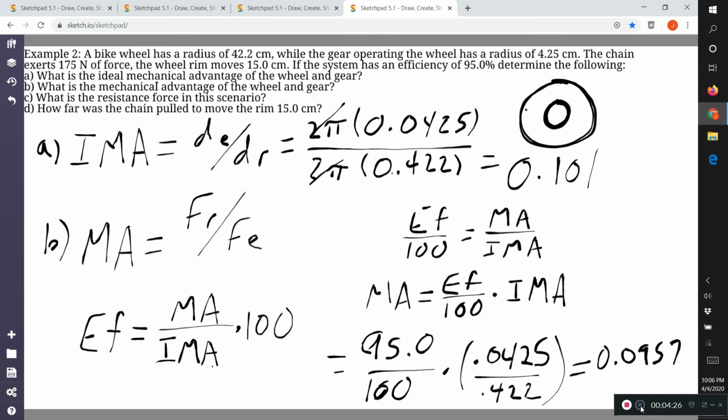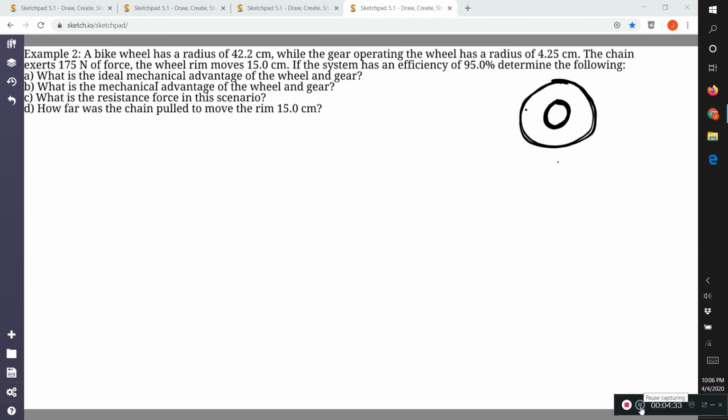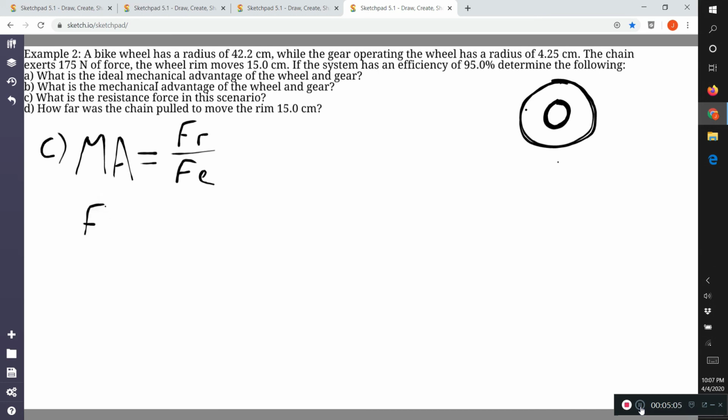All right. So on to part C. I'm going to clear this. For part C, it wants to know what is the resistance force in this scenario. So we know the force that was exerted, that's 175 newtons from the chain. So how can we find that? Well, we can use our formula for mechanical advantage, which we just calculated, is resistance force divided by effort force. Now we're looking for resistance force, so we can solve for that. The resistance force is mechanical advantage times effort force.